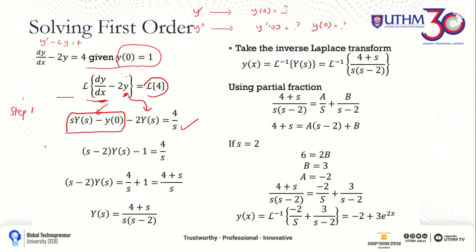After that, this one you can simplify by factorization. So Y(s) we can combine these two, so you will get (s minus 2) Y(s). They have already given y(0) equal to 1, so that's why you will get 1 here. Then for s.